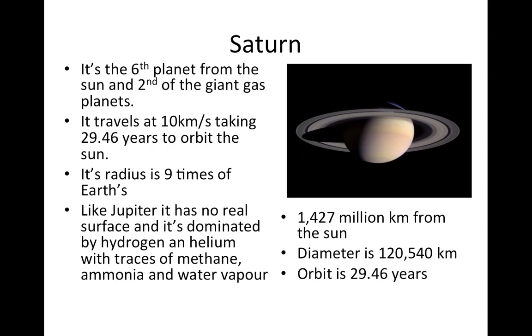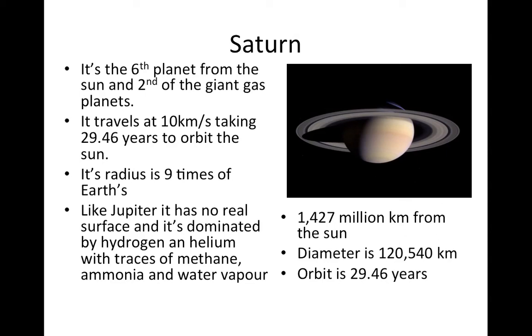Now we move on to another planet, Saturn. Saturn is the sixth planet from the Sun and the second of the giant gas planets. It travels at 10 kilometers per second, taking 29.46 years to orbit the Sun. Its distance from the Sun is 1,422 million kilometers, which is really a lot. The diameter is 122,540 kilometers. Saturn's radius is 9 times that of the Earth.